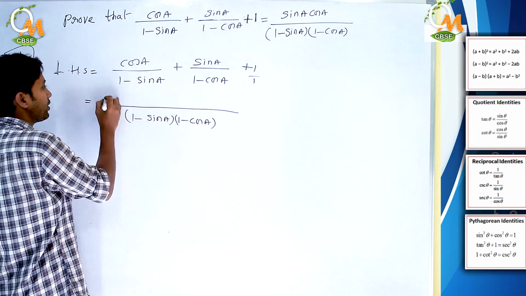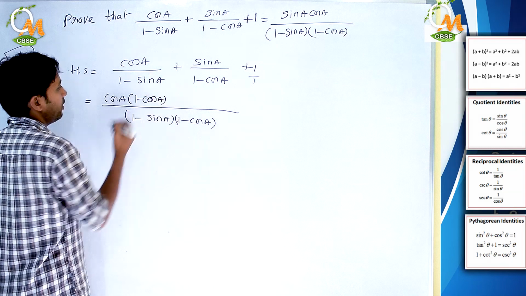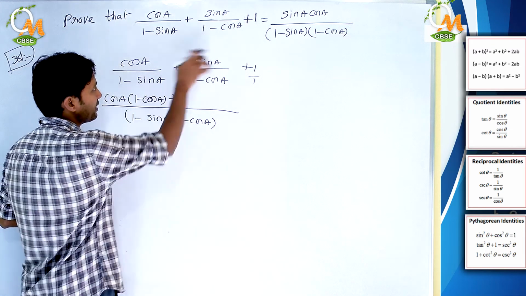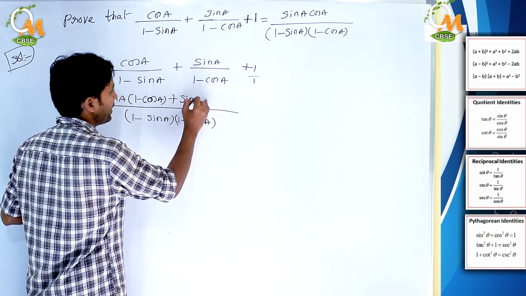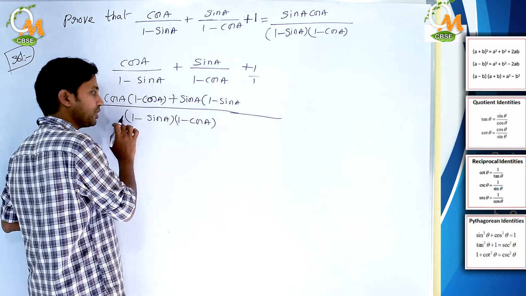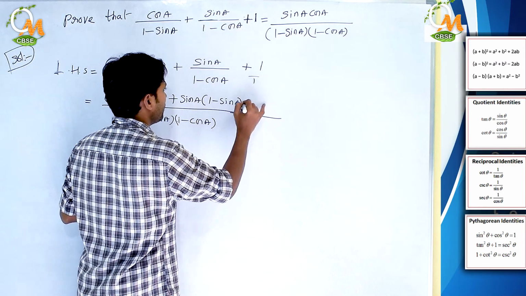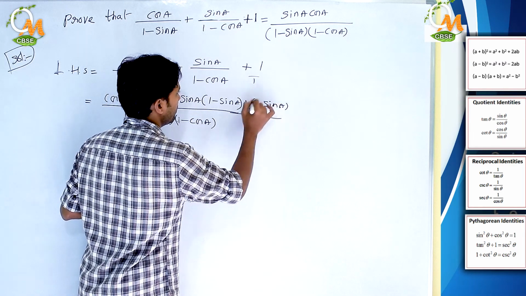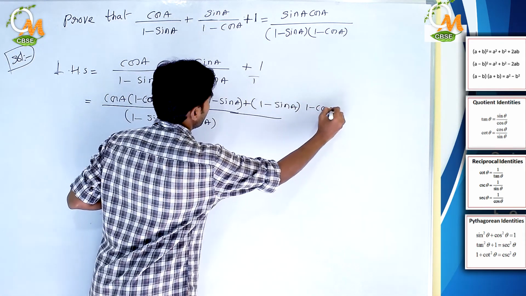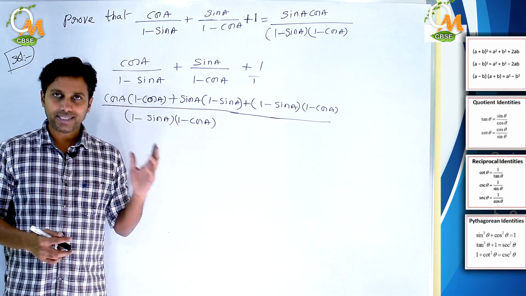So 1 minus cos A multiplied with cos A, that would be cos A into 1 minus cos A. Now when we divide with 1 minus cos A, we get quotient 1 minus sin A, which will be multiplied with sin A. So therefore, sin A multiplied with 1 minus sin A. One more thing: when dividing with 1, your quotient will be the total, so 1 minus sin A into 1 minus cos A. Like this we'll take LCM for the total expression. It's looking very lengthy, but it's very easy, right?